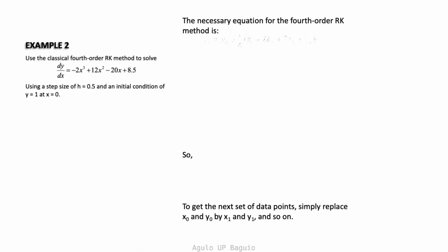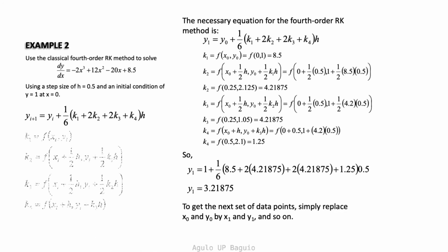Now let's consider an example, and we use the same differential equation as before. dy/dx is equal to negative 2x cubed plus 12x squared minus 20x plus 8.5. We also use a step size of h equals 0.5 and an initial condition of y equals 1 at x equals 0.